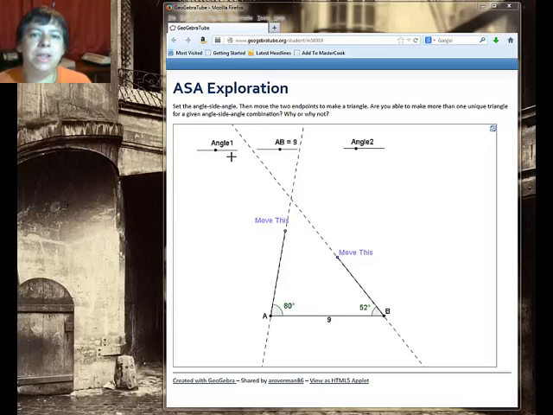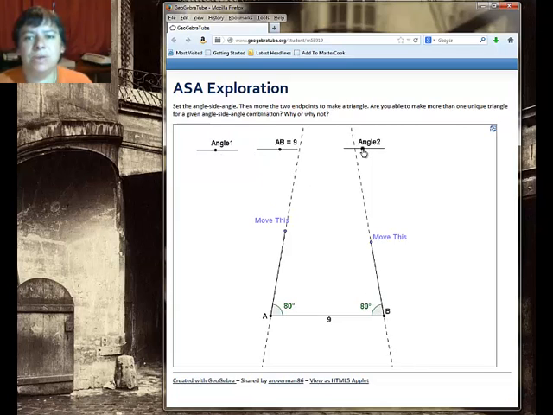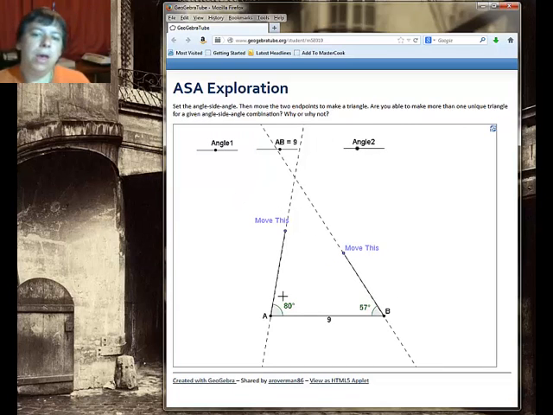In this one, we're looking at an angle-side-angle combination. So this angle 1, you can see I can adjust this angle right here. And I can adjust angle 2. There we go, to anything I want. So looking at this, the angles are anywhere I want them to be.